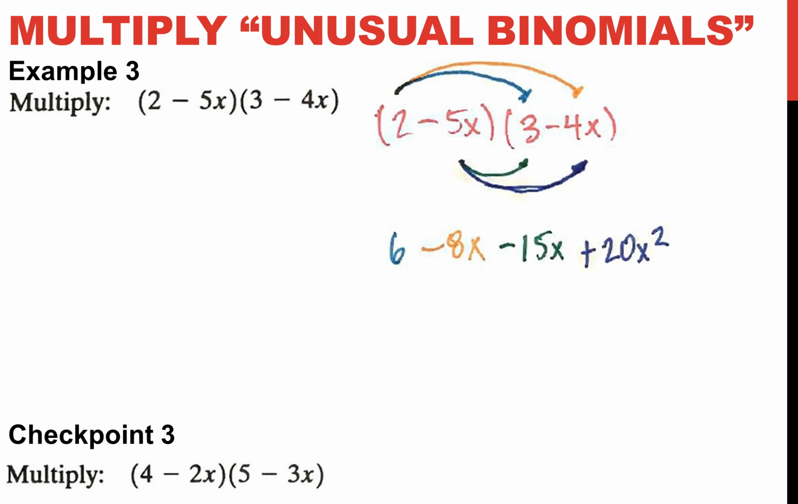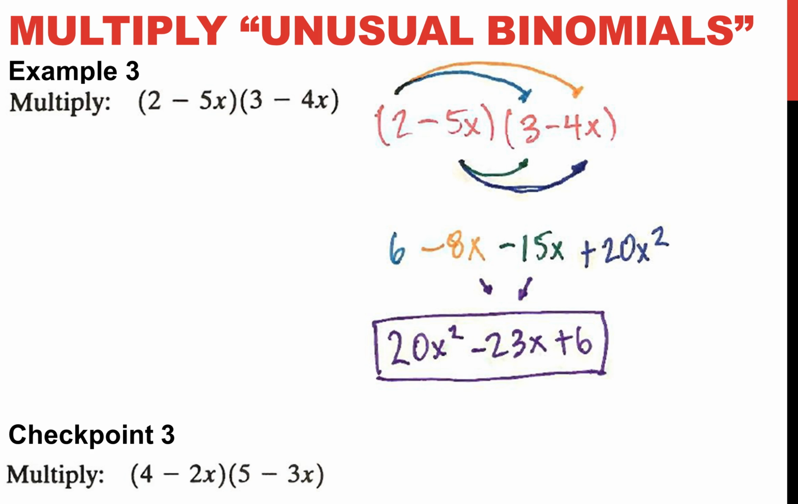We like to order our multi-term polynomials in descending order of their exponents. So I'm going to combine these middle terms and then write it as 20x squared minus 23x plus 6. Go ahead and try checkpoint 3. It's done the same way that we did our example. There is no solution, but I'll be here when you get back after you pause the video.